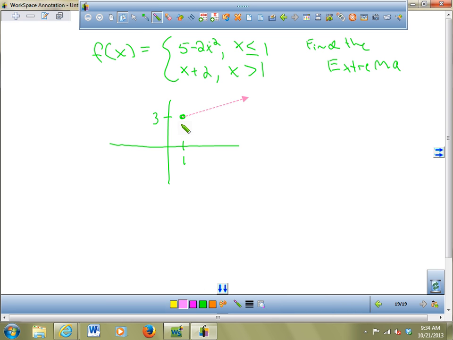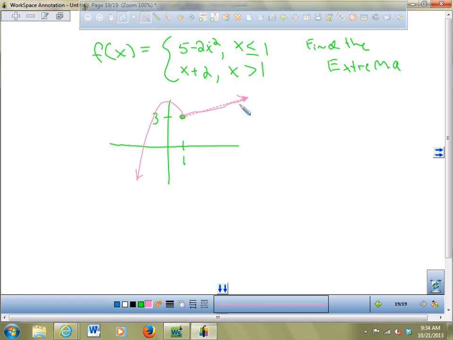And then over here, I have an upside down parabola. Let's do pink again. Okay? I have an upside down parabola that looks like this. All right. So this should be a solid line. It doesn't need to be a dotted line for any reason.